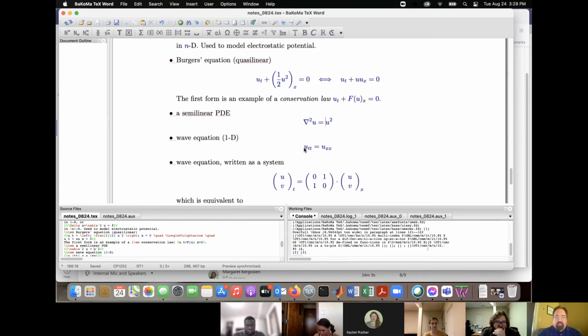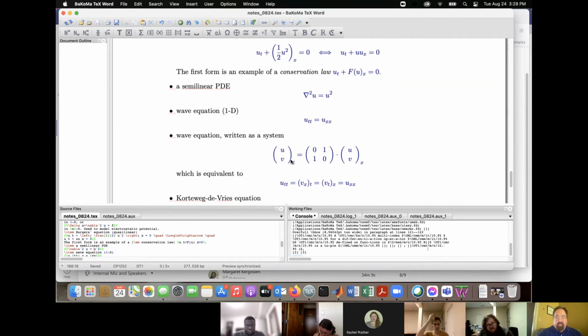Here you've recognized a wave equation from other classes. utt is uxx in its simplest form. But I could write it this way.